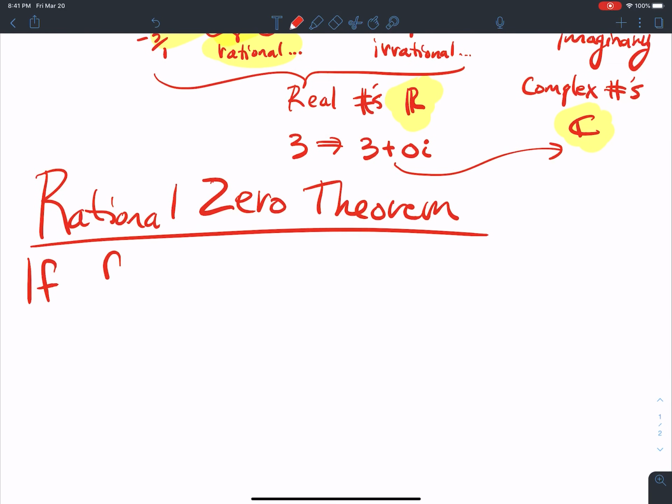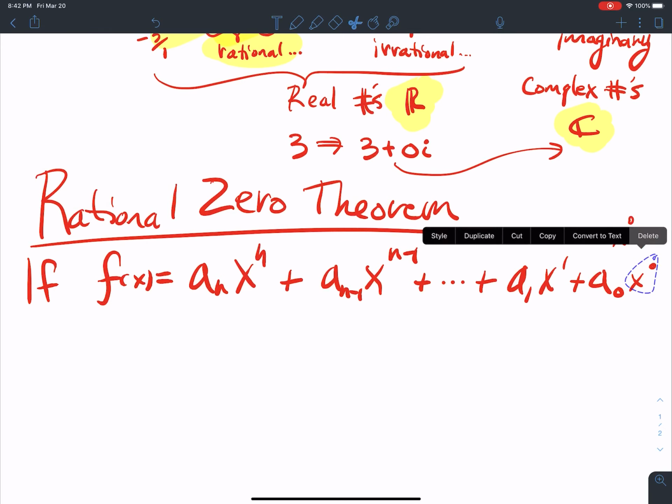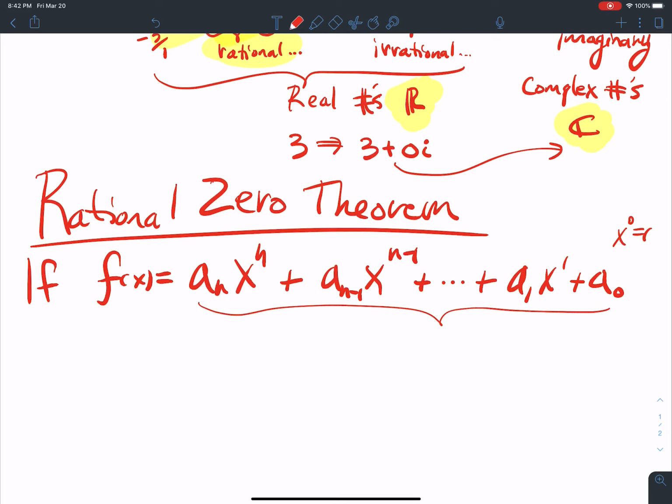If f(x) equals a_n x^n plus a_(n-1) x^(n-1) plus dot dot dot all the way down to a_1 x plus a_0. If you put x to 0, x to the 0 is equal to 1, so technically it's just a_0. So this is just an arbitrary polynomial. Don't get freaked out by this. I'm basically saying maybe something like 3x squared plus 2x plus 1. Don't get too scared by that.